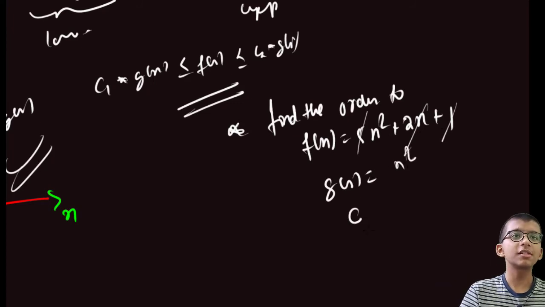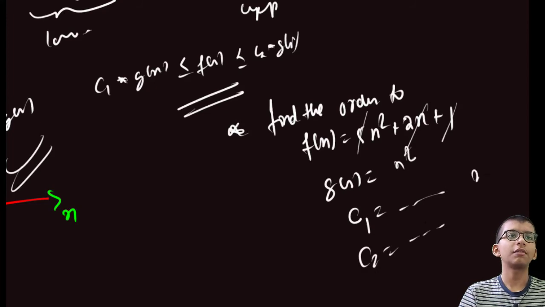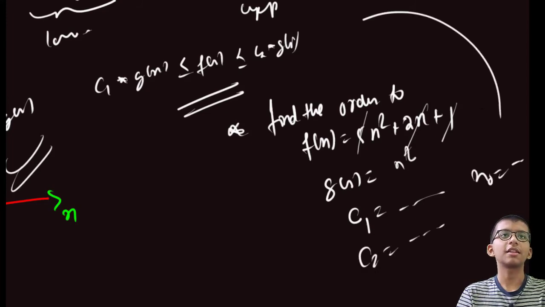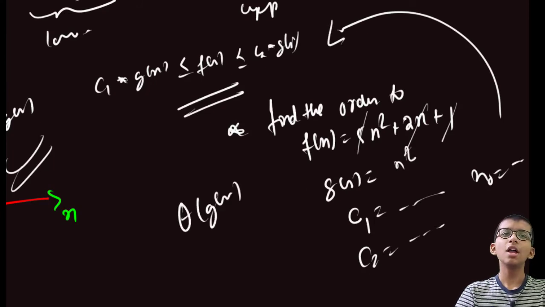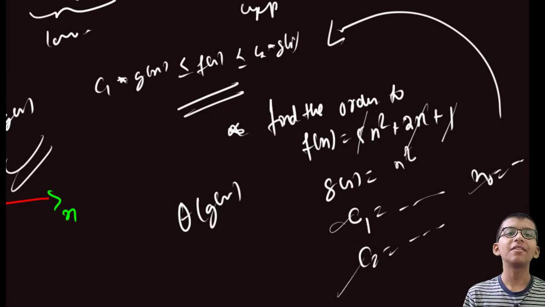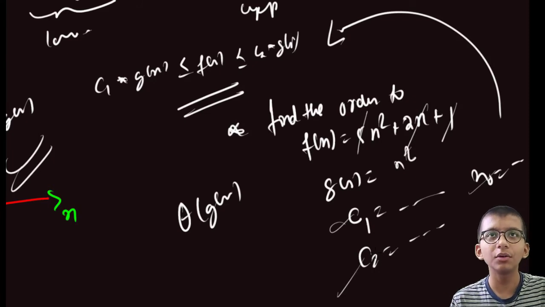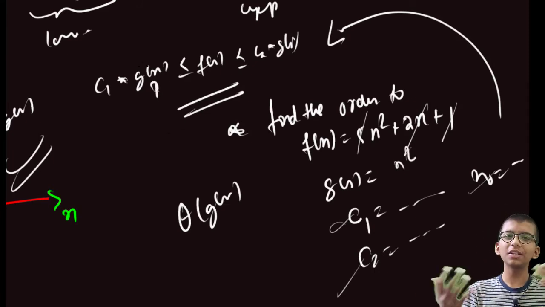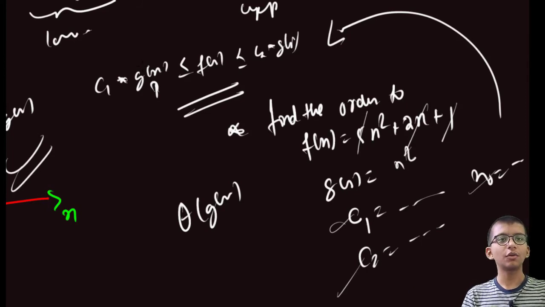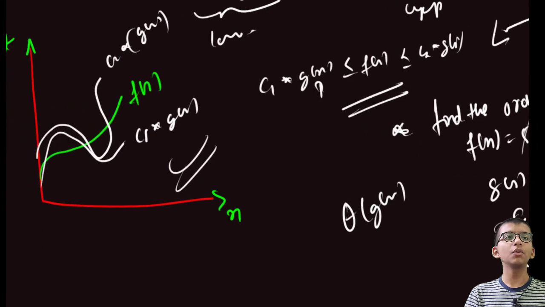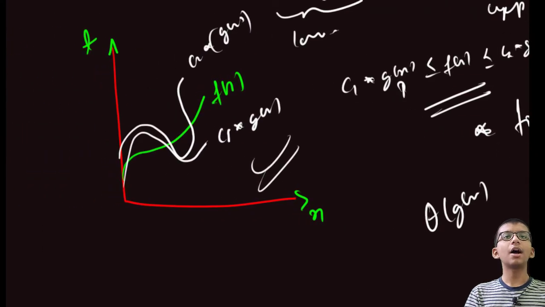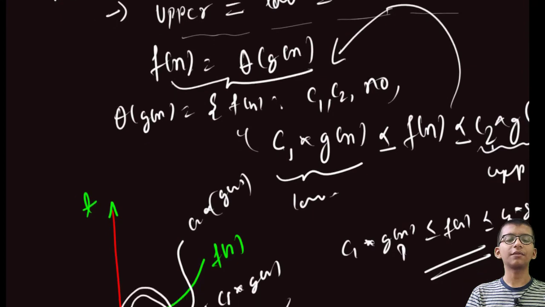I will give you the task here. Put c1 whatever, c2 whatever, and n0 whatever, so that it satisfies this condition and we get theta of g of n. What you have to do is put the values of c1, c2, and n0 for satisfying the condition, and just try it out. Pull out the input, whatever the input is, and check whether the condition is true or false. This is the task for this video, and I hope that you got a better intuition about big O, theta, and all those kinds of things.